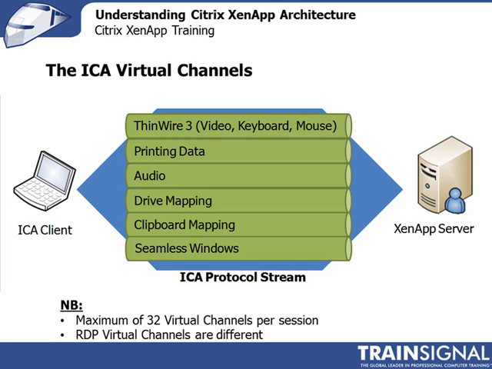What I've listed here is just a sample of the types of ICA virtual channels that are available, that can be encapsulated within the ICA packet and sent over the wire. The most important one you'll notice is ThinWire 3. This makes up the essence, the architecture of the ICA protocol. It's going to send the video, the keyboard, the mouse clicks, and so on. This is ThinWire, at the heart of the ICA packet. You can send printing data, audio, drive mappings, clipboard mappings, seamless windows, and so on. You have up to 32 virtual channels that you can encapsulate.